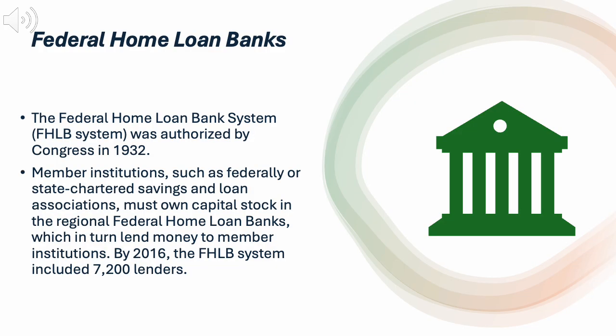Federal Home Loan Banks. The Federal Home Loan Bank System, FHLB system, was authorized by Congress in 1932. Member institutions, such as federally or state-chartered savings and loan associations, must own capital stock in the regional federal home loan banks, which in turn lend money to member institutions. By 2016, the FHLB system included 7,200 lenders.